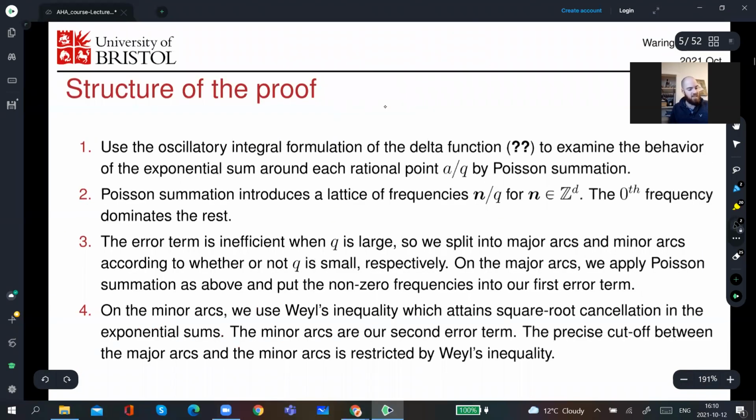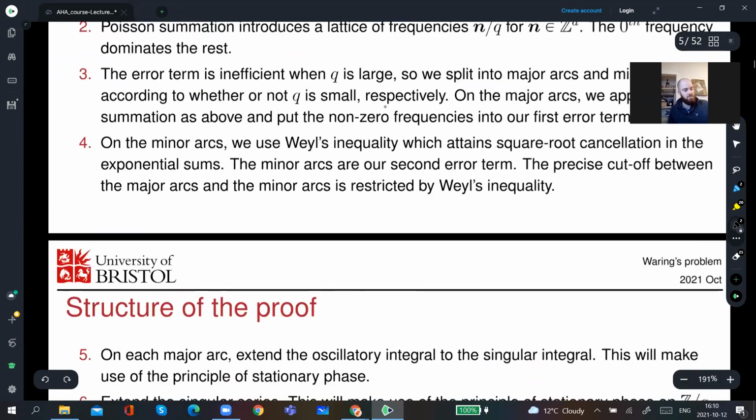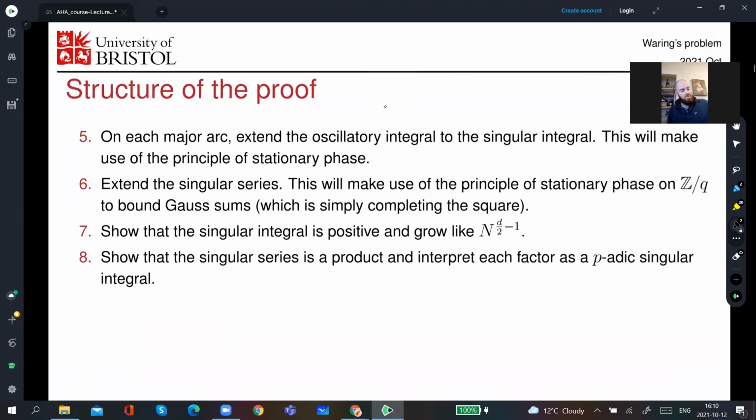Previously, we had a bunch of different steps going into it. We were using a delta method, Poisson summation, Bowley's inequality, and so on to peel off a bunch of error terms. These are steps 1 through 4. We were peeling off error terms, and then we threw in some extra stuff that was also an acceptable error term in steps 5 and 6, when we completed the singular integral and completed the singular series. And today, we're on to steps 7 and 8 in our proof. We're looking at the singular integral, showing it's positive and grows the way we want it to, and that the singular series is a product of p-adic singular integrals.